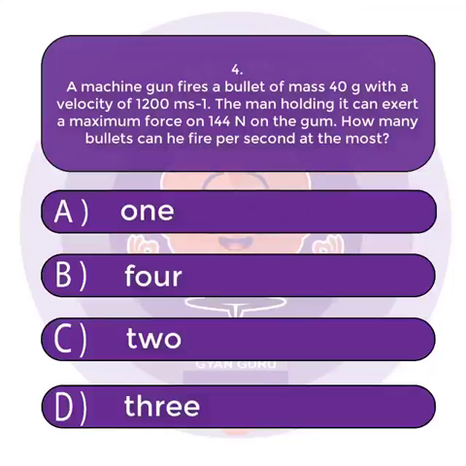Question 4. A machine gun fires a bullet of mass 40 g with a velocity of 1200 m/s. The man holding it can exert a maximum force of 144 N on the gun. How many bullets can he fire per second at the most? A. 1. B. 4. C. 2. D. 3.